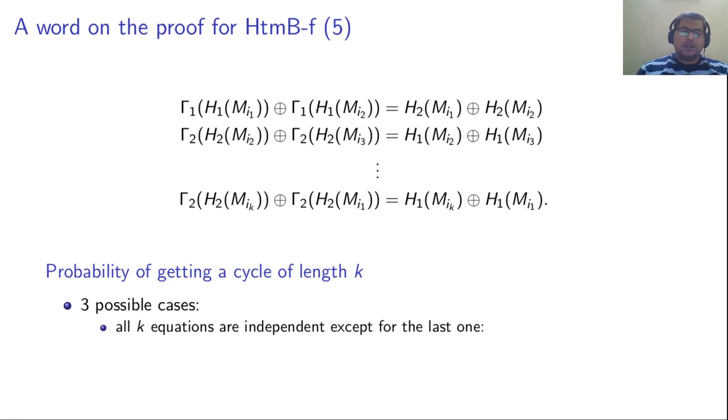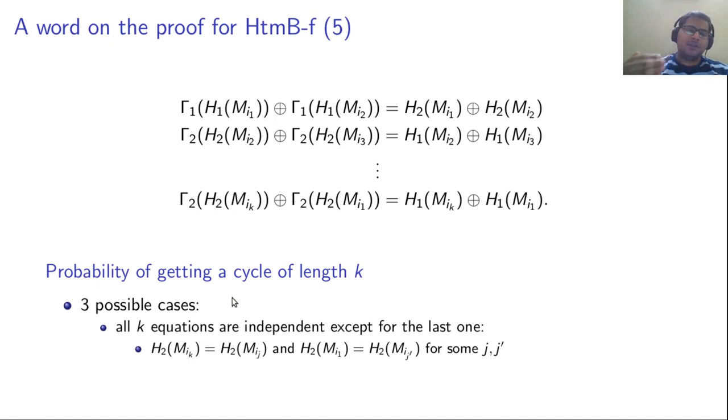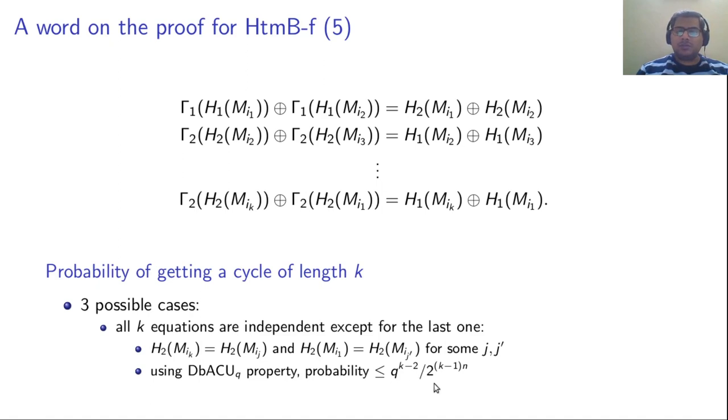The second case is that all k equations are independent except for the last one. In this case, the last one is dependent on the previous equations. So we must have H2MiK equals H2MiJ and H2Mi1 equals H2MiJ prime for some J and J prime. Now, using the DBACUQ property, this probability can be bounded by q to the k minus 2 by 2 to the k minus 1 into n. The denominator should be easy to verify because among the k equations, only one equation is dependent. If you remove that, then you have k minus 1 independent equations, which gives you the denominator.